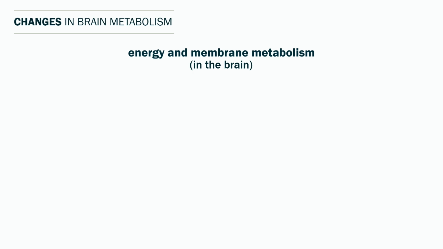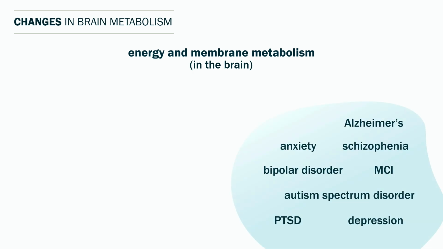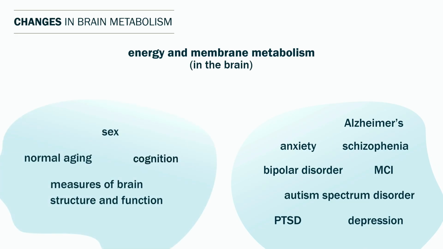We know that energy and membrane metabolism in the brain are involved in a multitude of different mental, neurological, and psychiatric disorders, or changes in this metabolism. And also, from the literature, we know that markers of these types of metabolism can change with normal aging, can correlate to cognitive measures and other measures of brain structure and function like connectomes, etc. And they also can be quite different with sex.